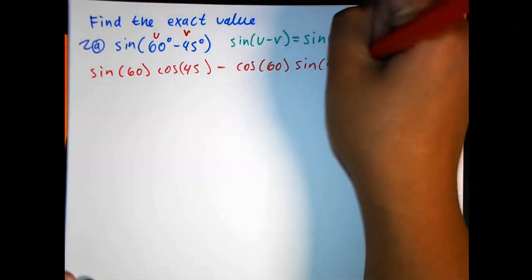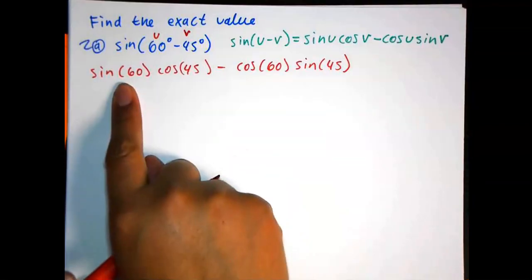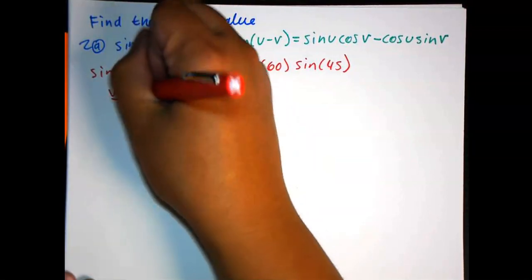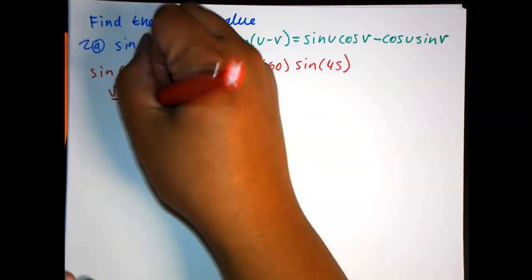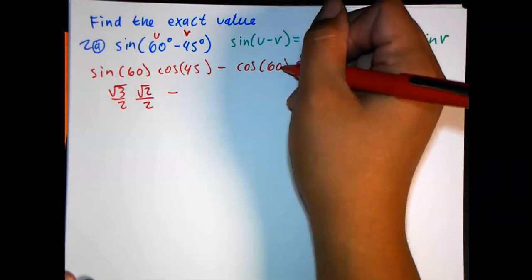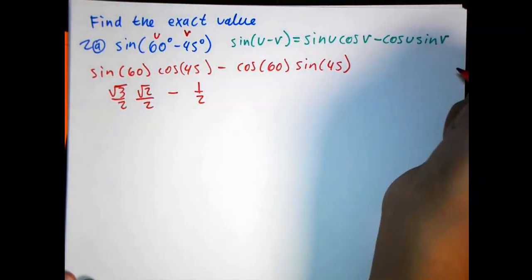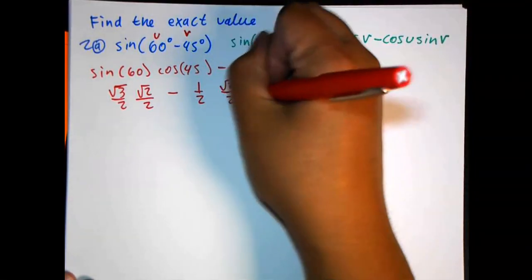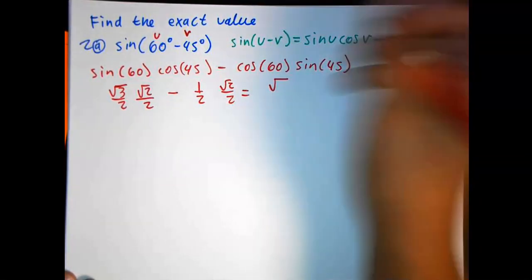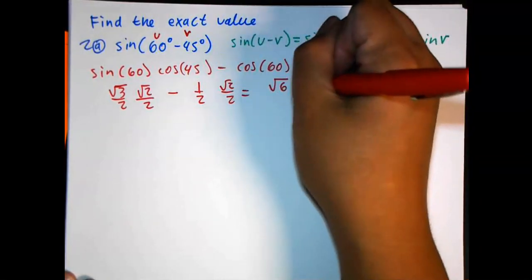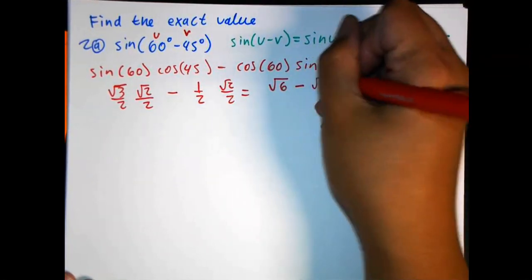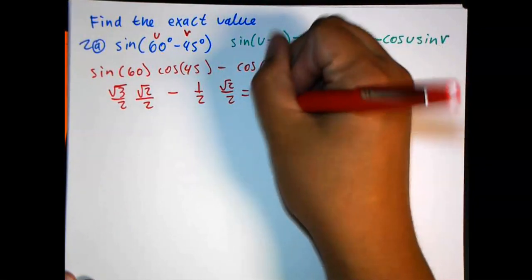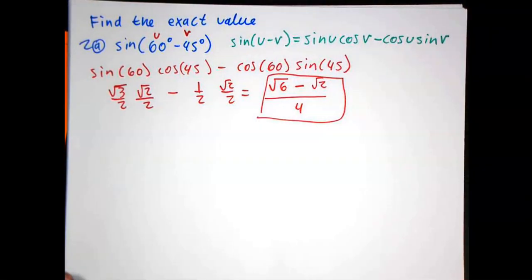So then now I go to my unit circle, I go to 60 degrees, and I find the y value, which is square root of 3 over 2. I go to 45 degrees and find the x value, and it's square root of 2 over 2. Minus, I go to 60 degrees and find the x value, which is 1/2. I go to 45 degrees and I find the y value, square root of 2 over 2, and now I simplify. Square root of 3 times square root of 2, square root of 6. Minus 1 times the square root of 2 is square root of 2. 2 times 2 is 4, 2 times 2 is 4, so I can combine them in one fraction, and that will be my answer.